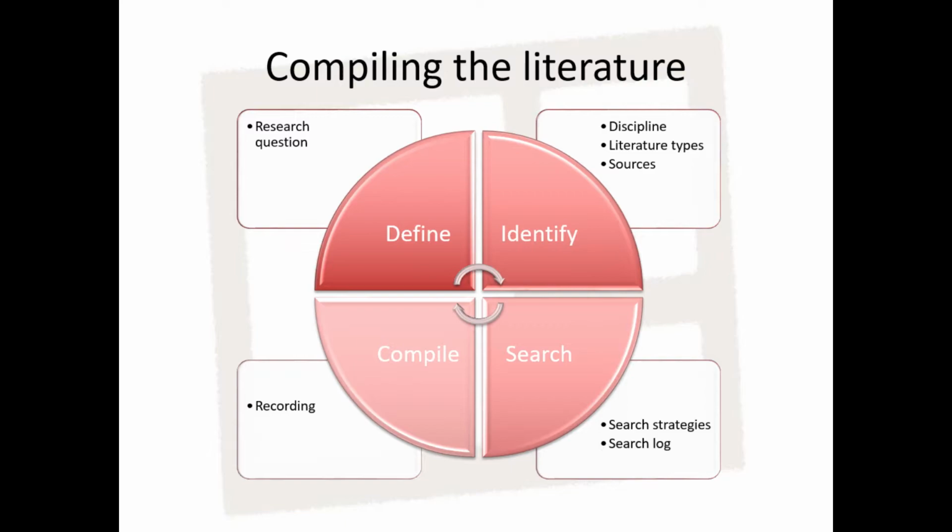You'll identify the different literature types that you need to look at and where they may be found, that is, the sources such as databases. And if you're undertaking multidisciplinary or interdisciplinary research, you'll want to identify the discipline as well. You'll undertake your search and you'll want to develop search strategies. And for that, on the library research guide on the school's website, you'll find that there is a page devoted to search strategies.